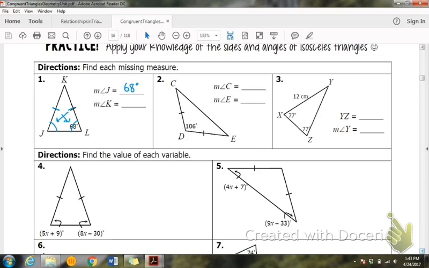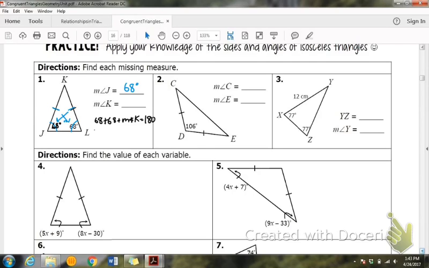So if we know that these two angles are 68, how could we find angle K? Anybody know? John. The three angles of a triangle all have to equal up to 180. Okay, so what's your equation going to look like? 68 plus 68 plus x equals 180. Perfect. 68 plus 68 plus x, or measure of angle K, whichever you'd like, has to equal 180.